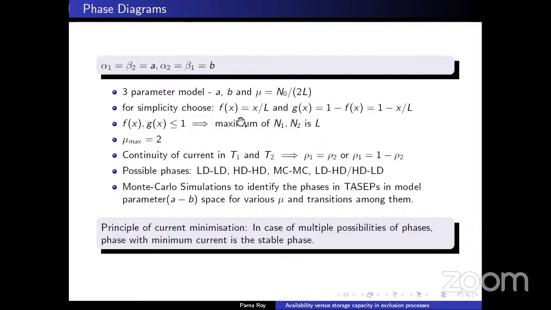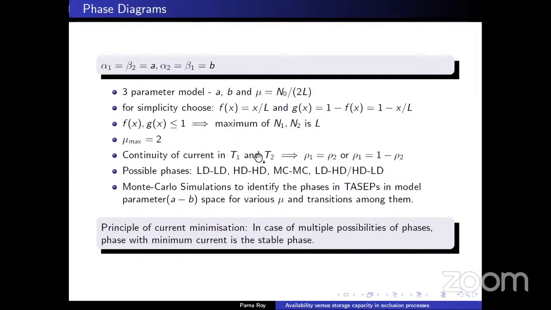We have chosen f of x equal to x by L and g of x equal to 1 minus x by L. Since the maximum value of f of x and g of x is equal to 1, the maximum value of N1 and N2 is L. Also, the maximum number of particles available in the two TASEP lanes is 2L, which implies the maximum number of particles available in the system is 4L. So the maximum value of mu equals 2. At mu equals 1, the system is in the half-filled state.